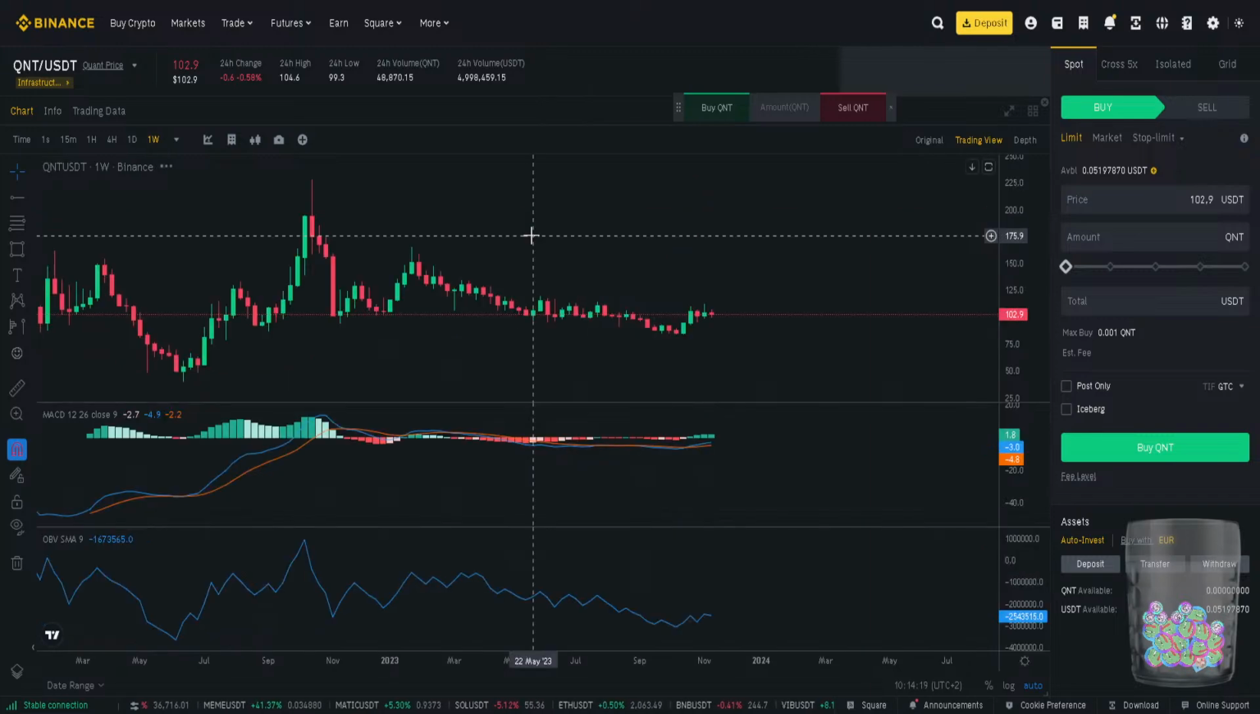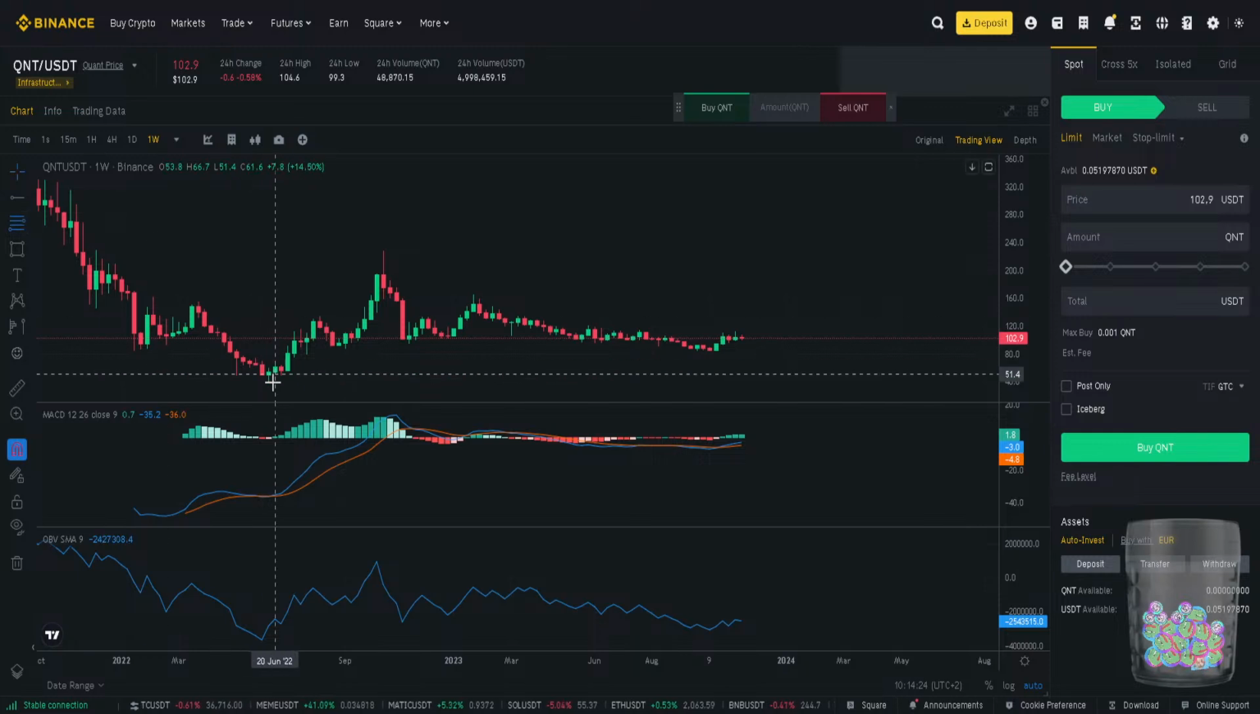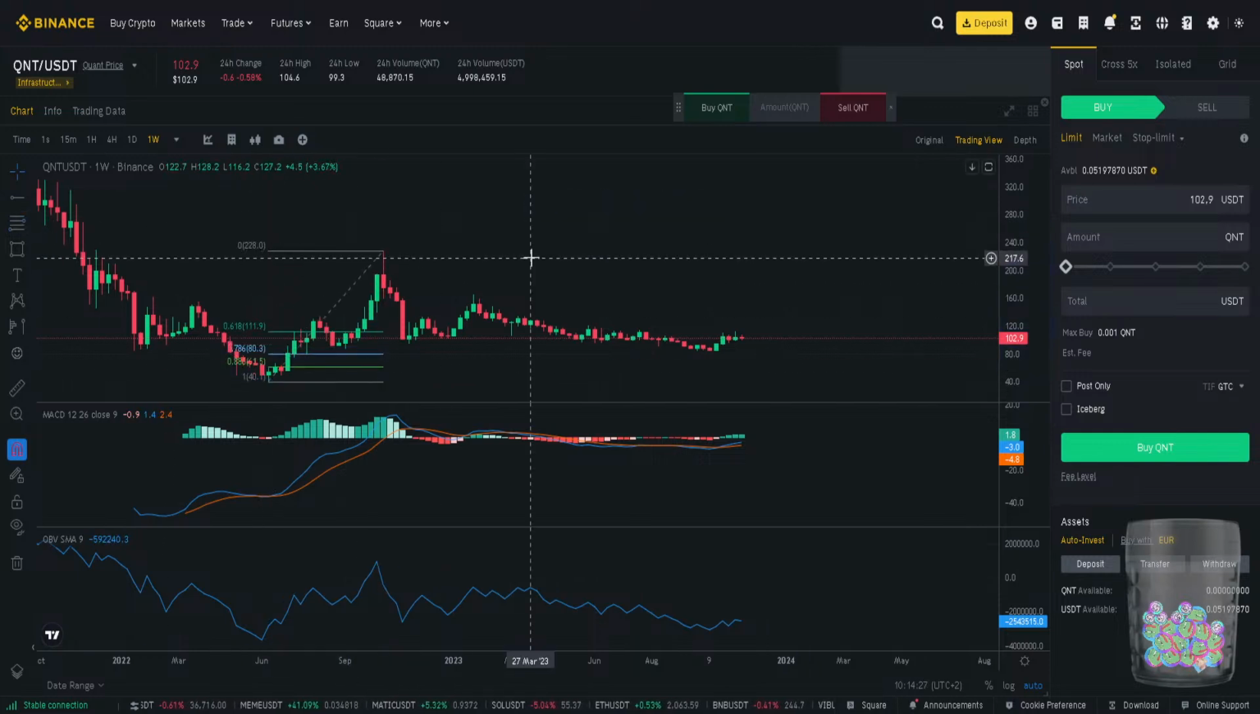QNT. This is a long-term strategy anyway. Selling halves when it doubles and buying pullbacks.